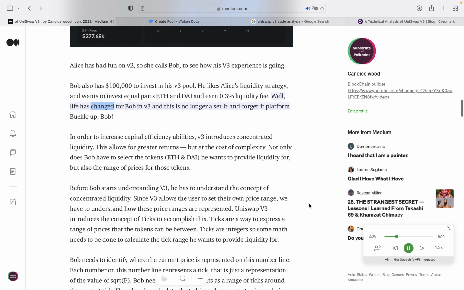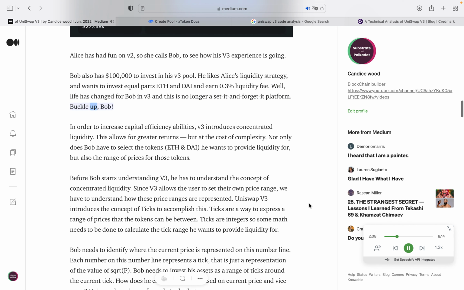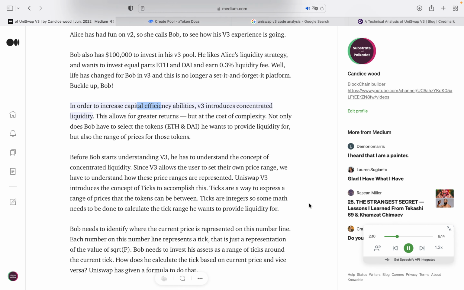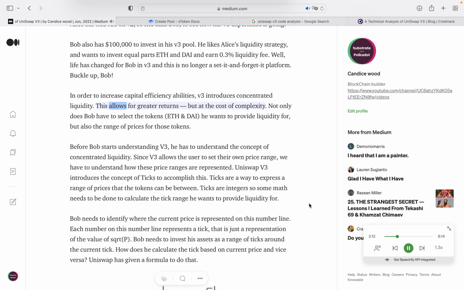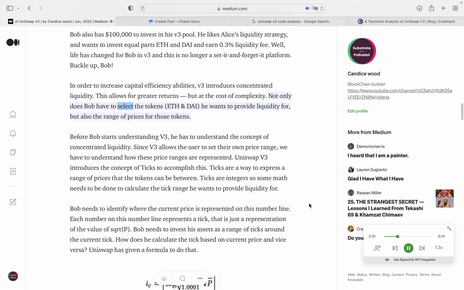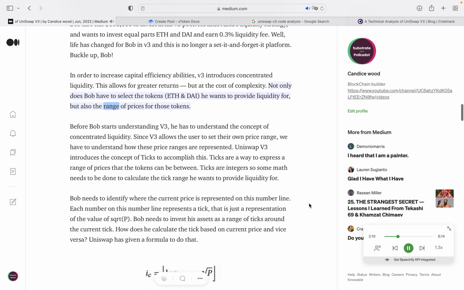Well, life has changed for Bob in v3, and this is no longer a set-it-and-forget-it platform. Buckle up, Bob. In order to increase capital efficiency, v3 introduces concentrated liquidity. This allows for greater returns, but at the cost of complexity. Not only does Bob have to select the tokens, ETH and DAI, he wants to provide liquidity for, but also the range of prices for those tokens.